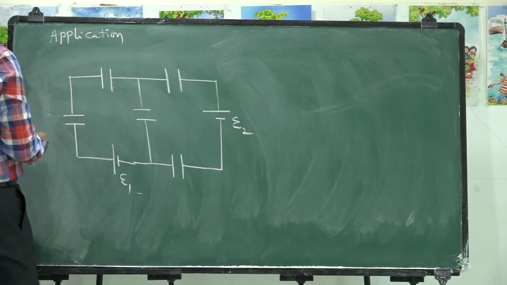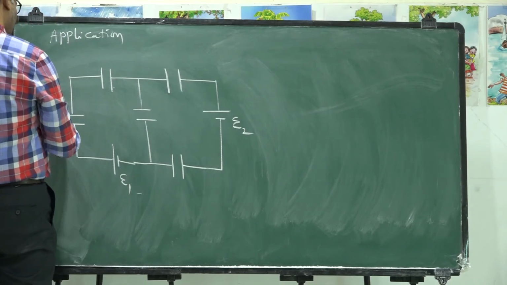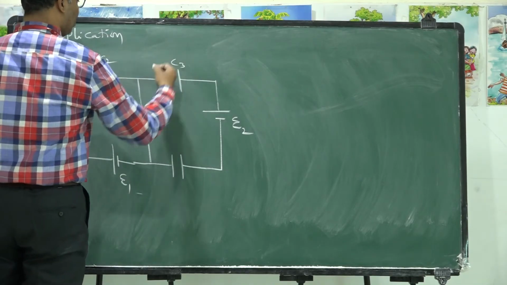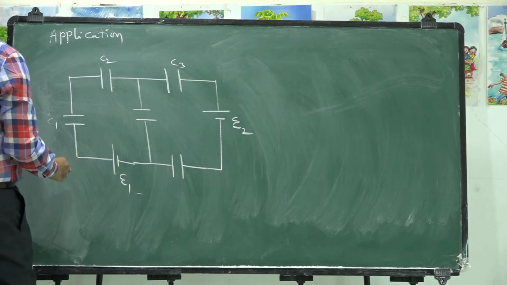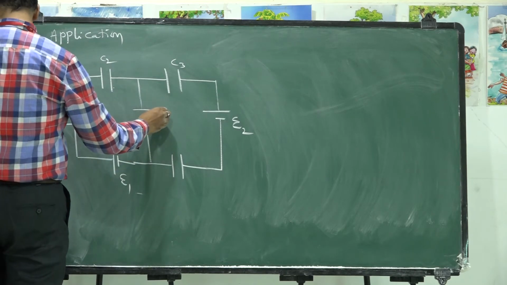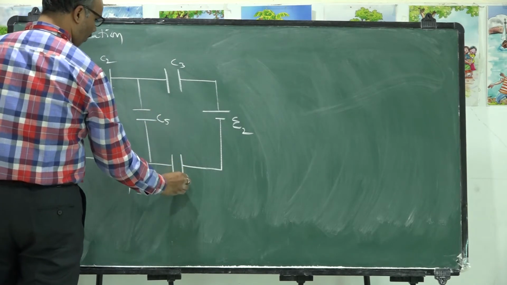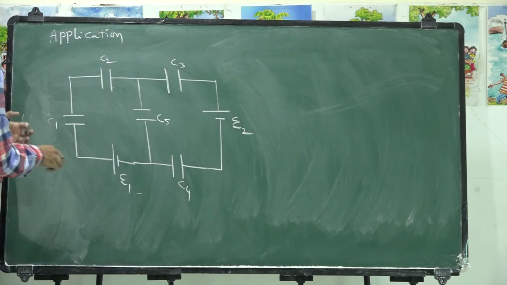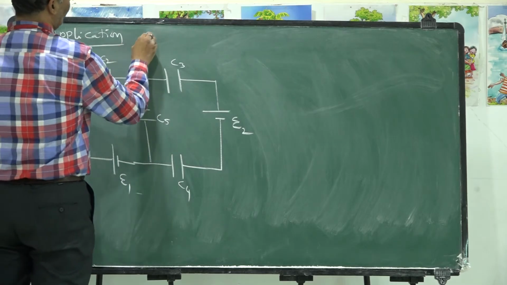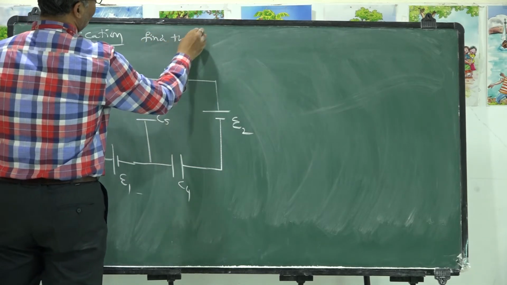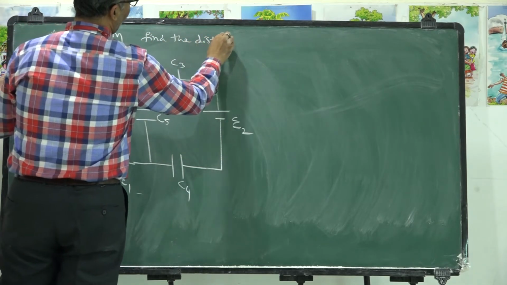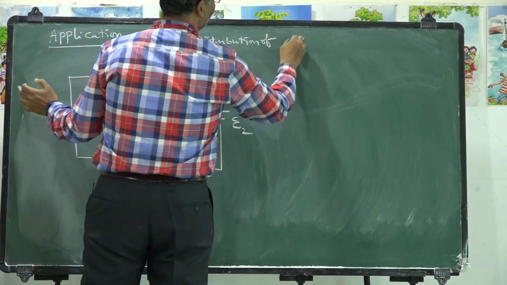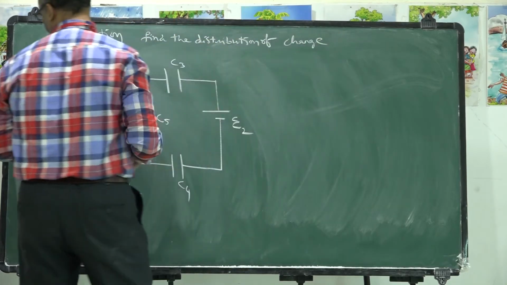Now, here the name of this first capacitor is C1, name of this second capacitor is C2, this is C3, this is C5, this is C4. I would like to find the distribution of charge. Find the distribution of charge.